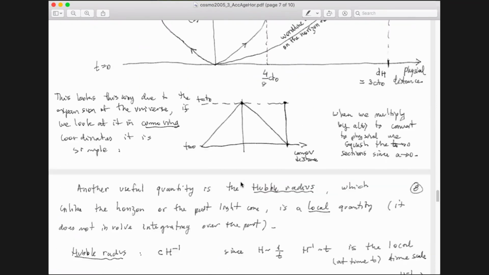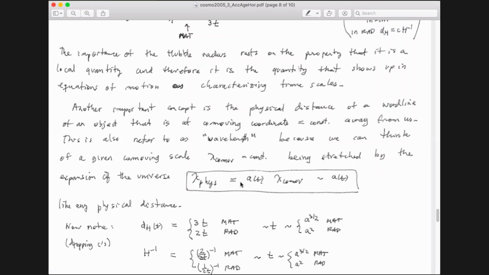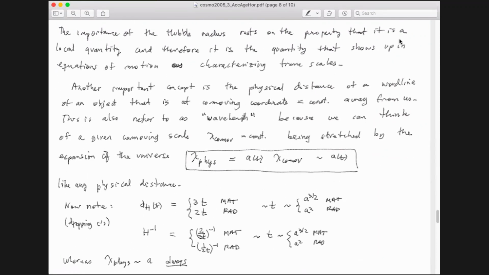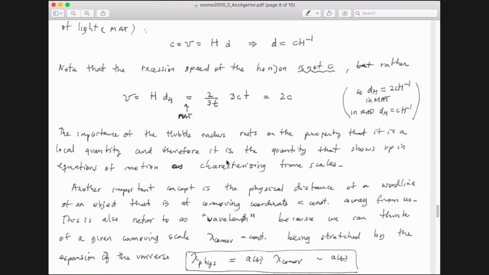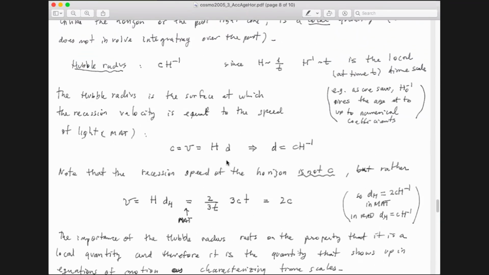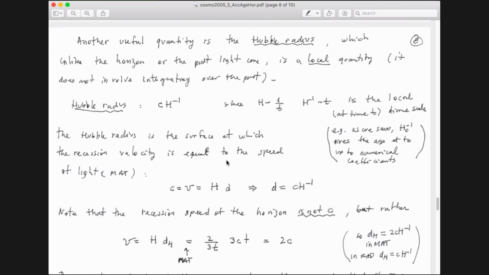Now I'll get into another thing which is very important. Another useful quantity is called the Hubble radius. So Hubble radius is nothing but CH inverse. H is equal to 1/t. Just hold on, one person came to the gate. You just look into the notes till now.